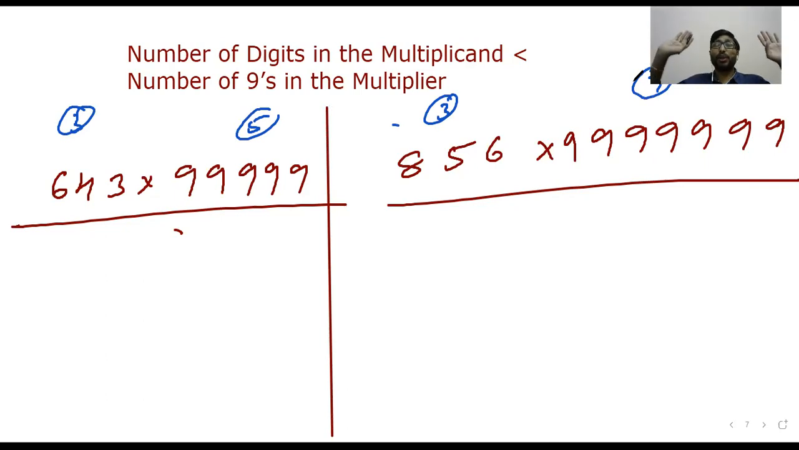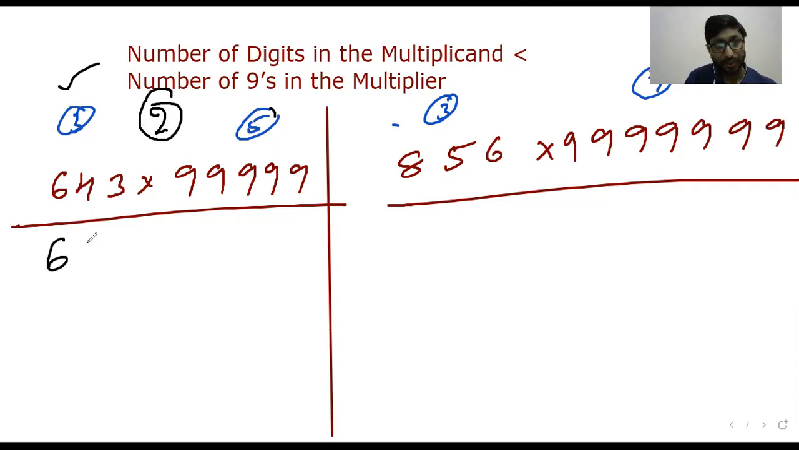See, now you don't need to keep zeros. Simple. Just keep in mind how many digits are on the left side? 6, 4, 3. The difference between this and this is 2 digits. So a simple logic, doing much faster. 6, 4, 3, subtract 1, 6, 4, 2.